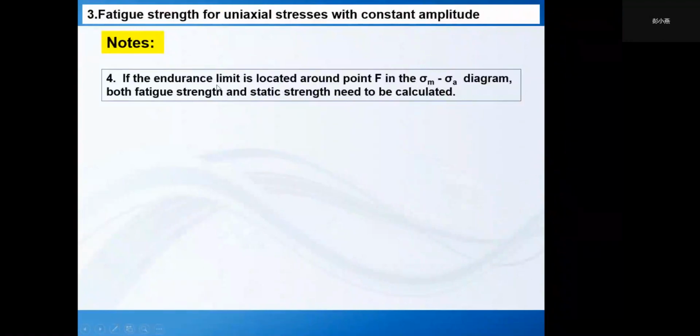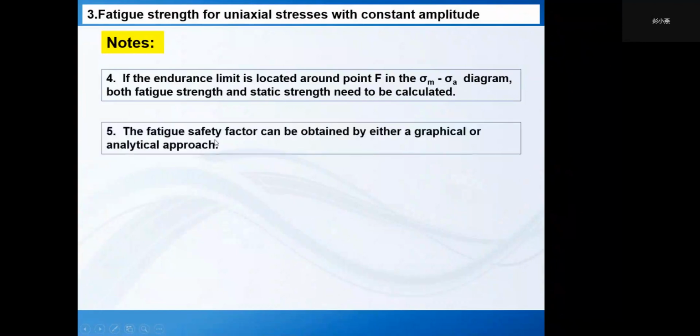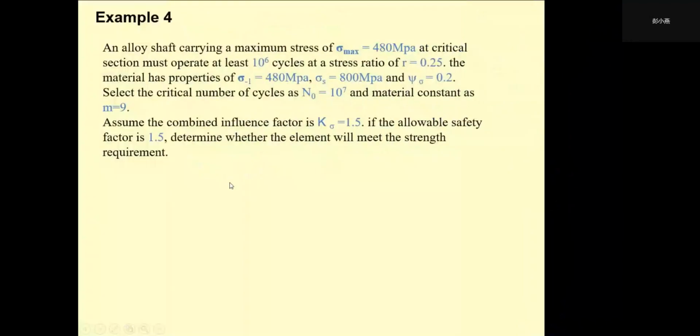And if the endurance limit is located around the point F in the sigma m sigma a diagram, both fluctuating stress and static stress need to be calculated, and the safety factor can be obtained by either a graphical or analytical approach. Okay, and this is an example.